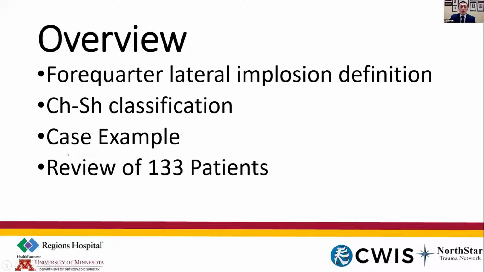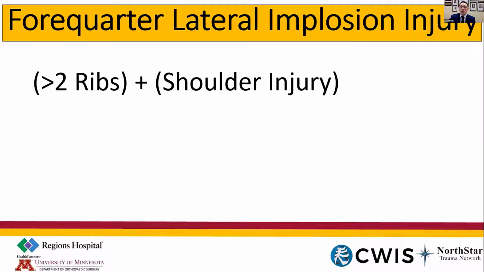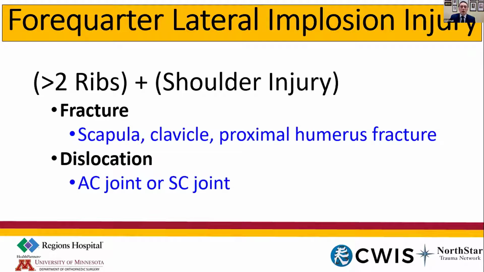So we'll talk about what forequarter lateral implosion was defined as, what the actual classification system entails. We'll look at a couple of cases, and then we'll look at a review of 133 patients that we did at our trauma center. For this purpose, forequarter lateral implosion injury involved more than 2 ribs fractured and a shoulder injury. So the shoulder injury would be a scapula fracture, clavicle, proximal humerus fracture, or a dislocation of the AC or SC joint.